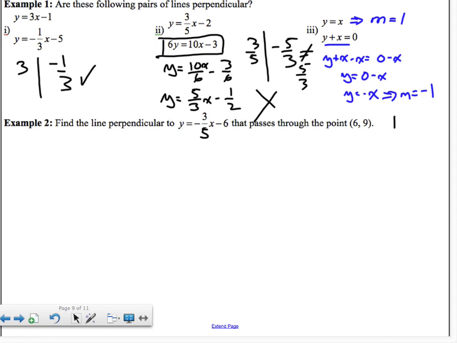Well, let's just take 1. What's 1 as a fraction? 1 over 1, I'm going to flip that. It's just 1 over 1. And take a negative of that, which is negative 1. So these two are perpendicular.